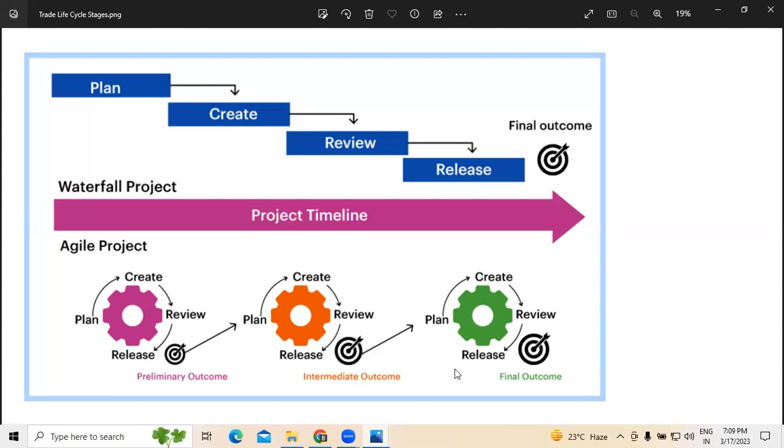Because in the waterfall model, as I stated some time back, some project planning will be made, then creation of the project, then we do the review, followed by the release, which must be our final outcome. That's what we generally follow in waterfall. But when you are following agile project management, this can be divided into three different outcomes: one is a preliminary outcome, second an intermediate outcome, and third a final outcome.